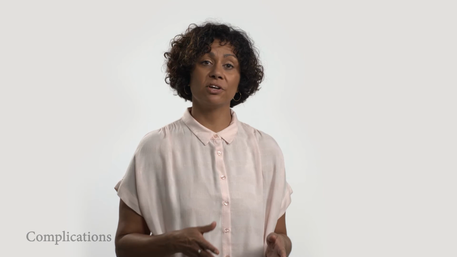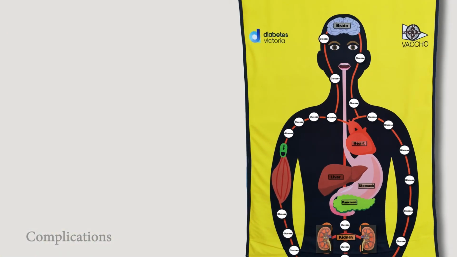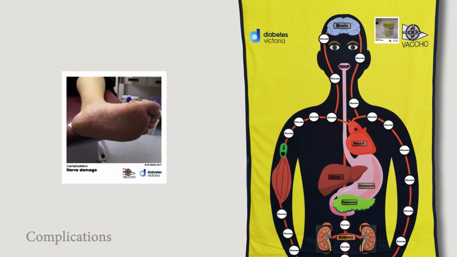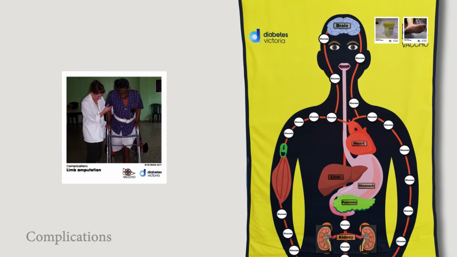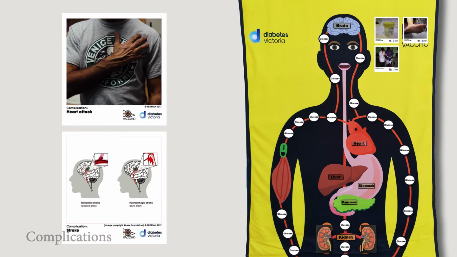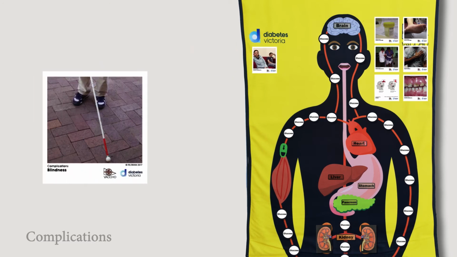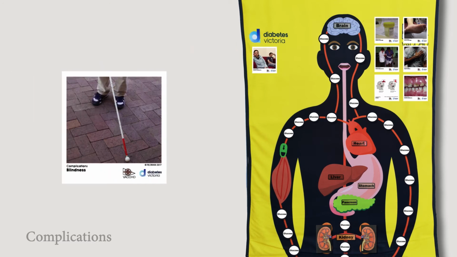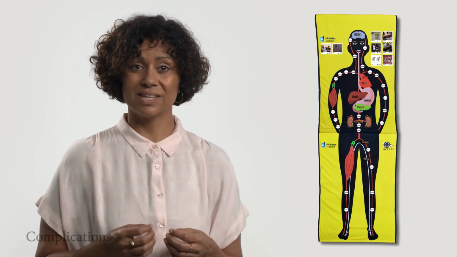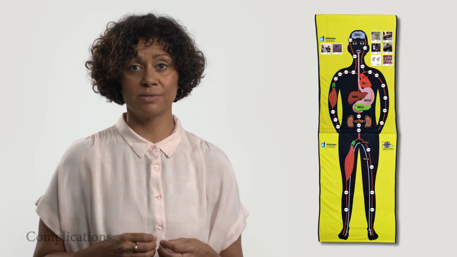Feltman can be used to talk about the complications of diabetes. Complications can happen if blood glucose levels remain high for a long time. Blood carries glucose around the body, and too much glucose can cause damage. This includes kidney damage, nerve damage, such as a loss of sensation in the feet, poor circulation, which may lead to limb amputation, heart attack and stroke, teeth and gum problems, sexual problems such as impotence, and eye problems such as vision loss or blindness. Keeping blood glucose levels in the target range can help prevent these problems.